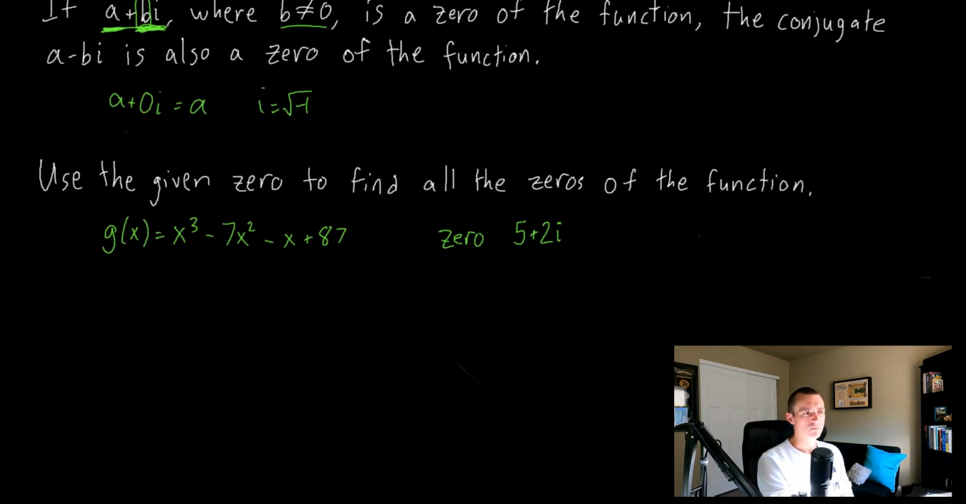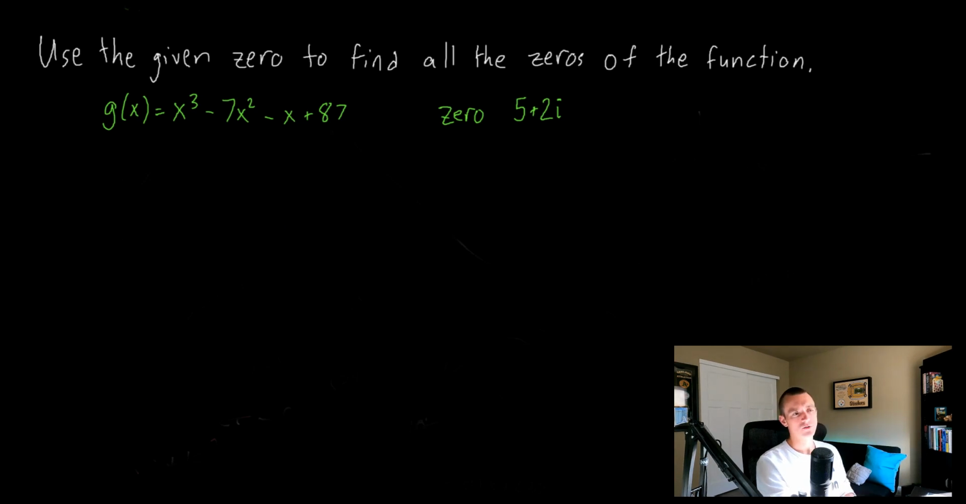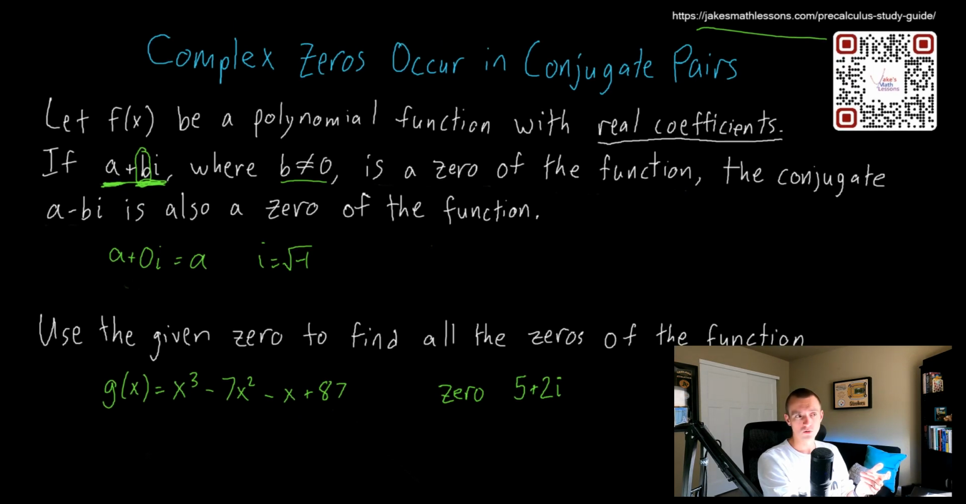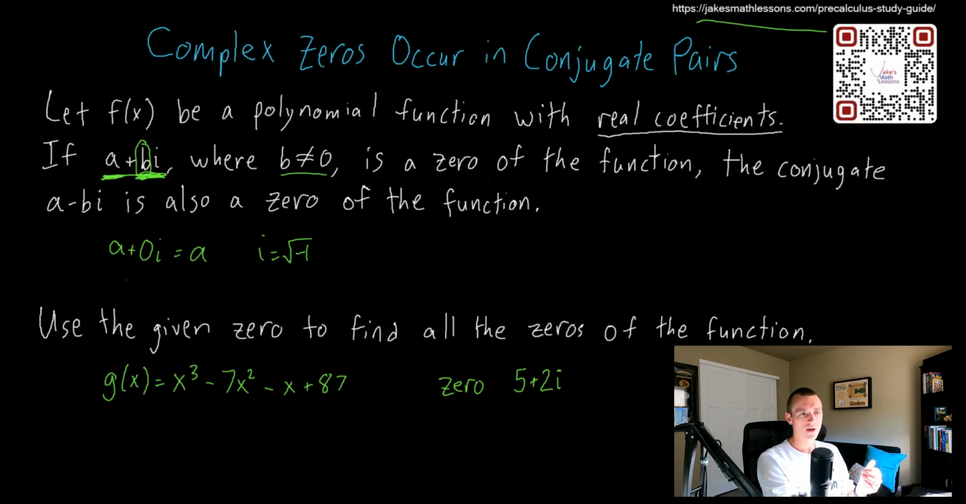So this type of problem, we're going to use the given zero to find all the zeros of the function. Right off the bat, we have this function, g of x equals x cubed minus 7x squared minus x plus 87. The problem told us, given in the actual problem, that one of the zeros is 5 plus 2i. So we can use this complex zeros occurring in conjugate pairs rule that we just talked about to figure out right off the bat that another zero is 5 minus 2i. It's not quite given, but almost, as close as it gets. All we have to do is make that imaginary part negative, and we have another zero. It's pretty great.